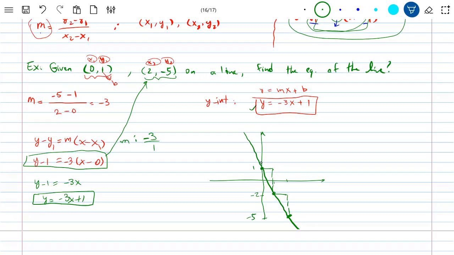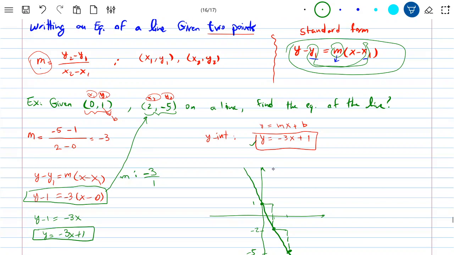Okay, so if you're given the slope and y-intercept, use the y-intercept form. If you're given 2 points, use the standard form. First find the slope, then use the point. And if you're given slope and 1 point, just use the standard form.